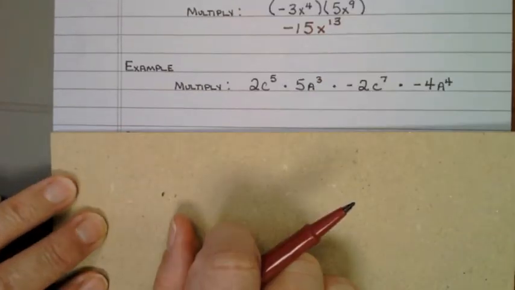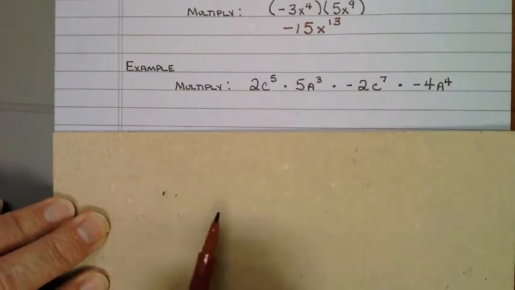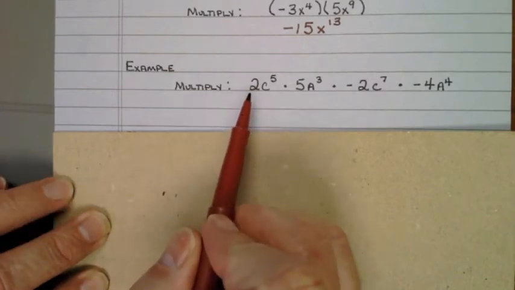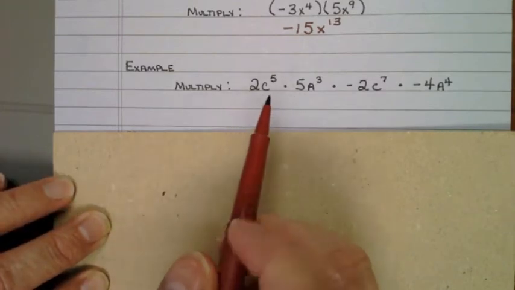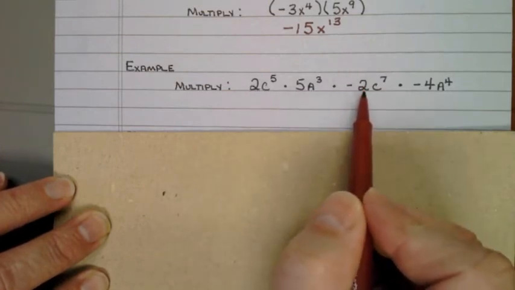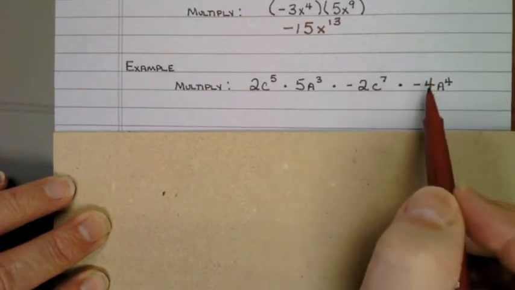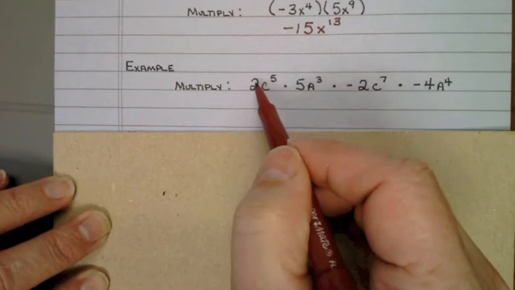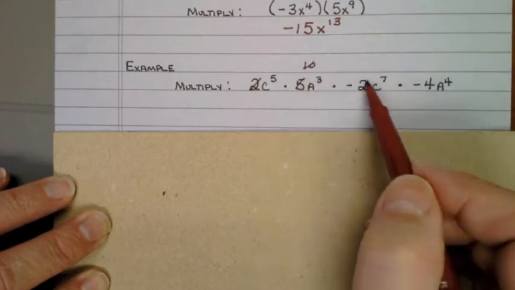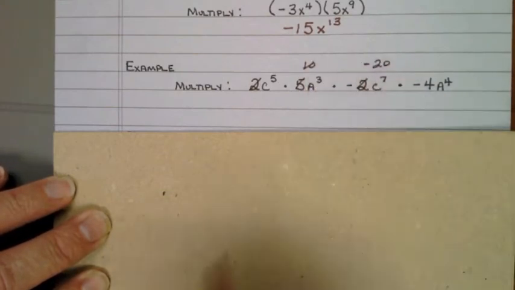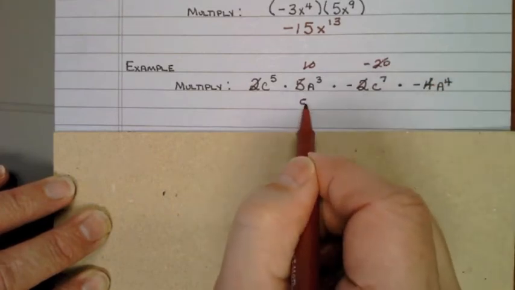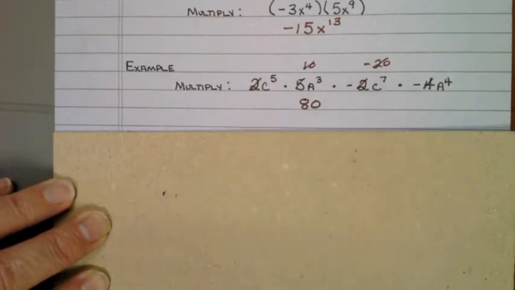13. The next example, I'm multiplying 4 different terms together. First thing I need to do is multiply my coefficients together, like this. 2 times 5 is 10, times -2 is -20, times -4 is 80. So I could go 2 times 5 is 10, 10 times -2 is -20, and -20 times -4 is positive 80. That's the number that goes in the front. That's my coefficient in my answer.